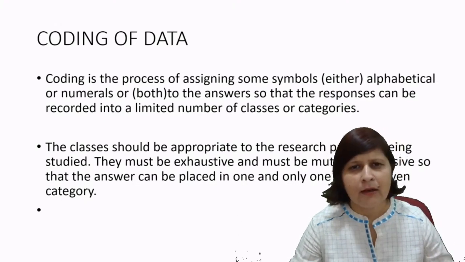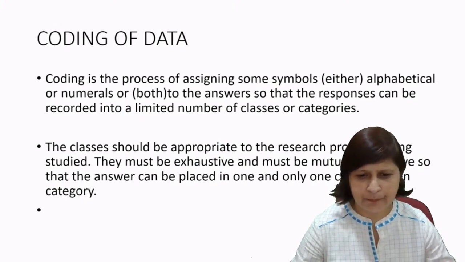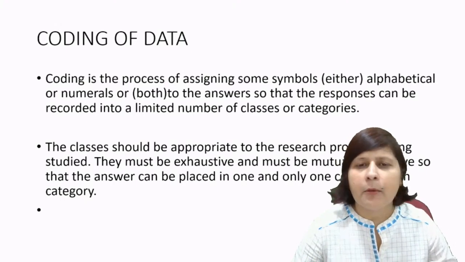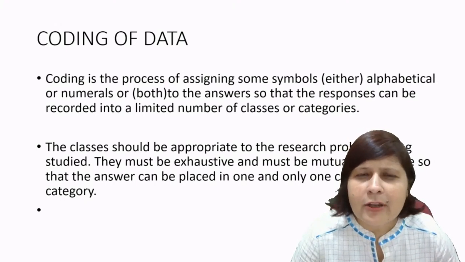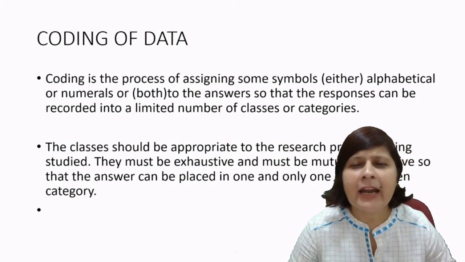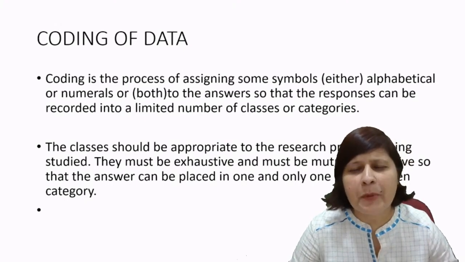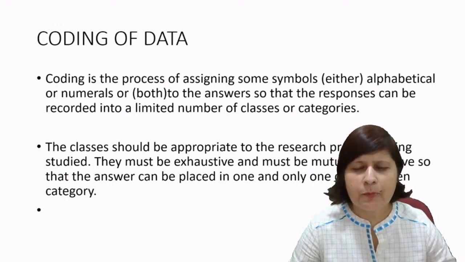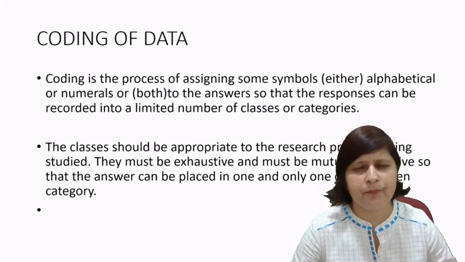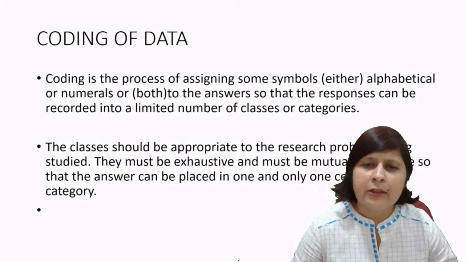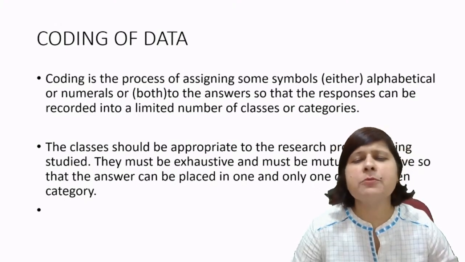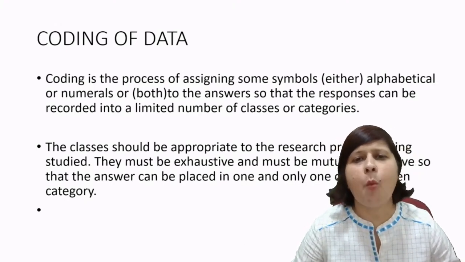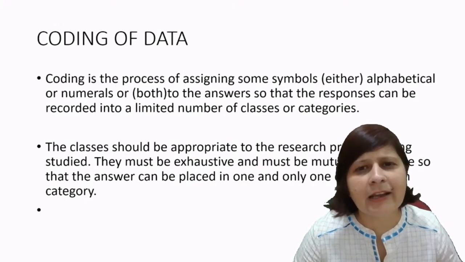There should not be an unlimited number of classes or categories. The classes should be appropriate to the research problem being studied. Whenever you are classifying your data into classes, it should be with reference to your research problem. They must be exhaustive and mutually exclusive, so that an answer can be placed in one and only one cell in a given category.